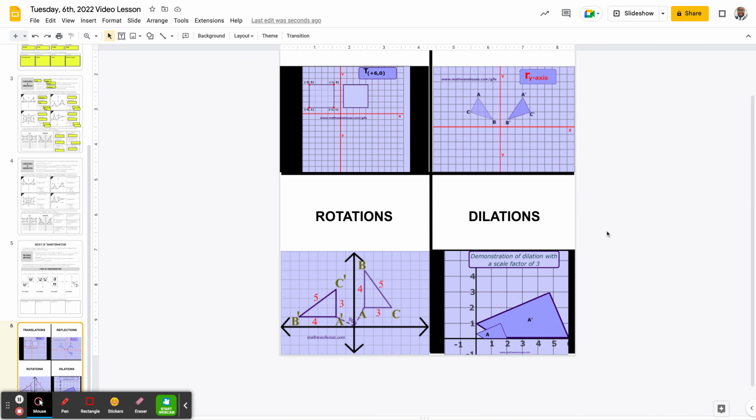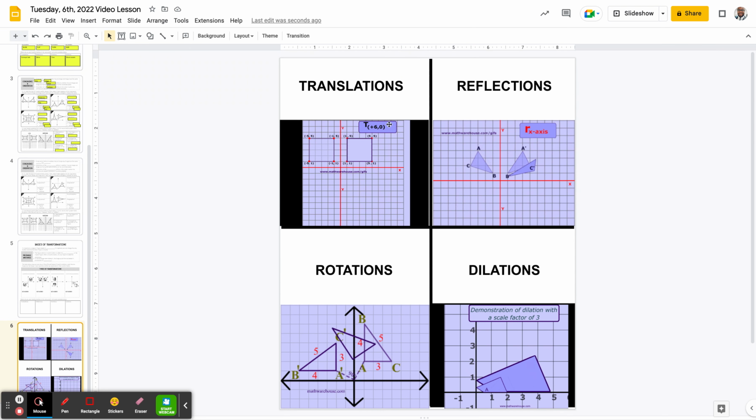Here are the 4 transformations. Translations, they slide left, right, up, and down. Reflections, yep, it's all good. Reflections flip across the y-axis or across the x-axis. Rotations rotate or spin, and dilations change in size.